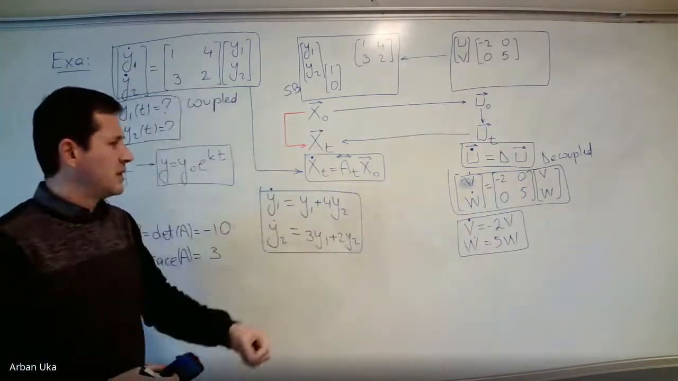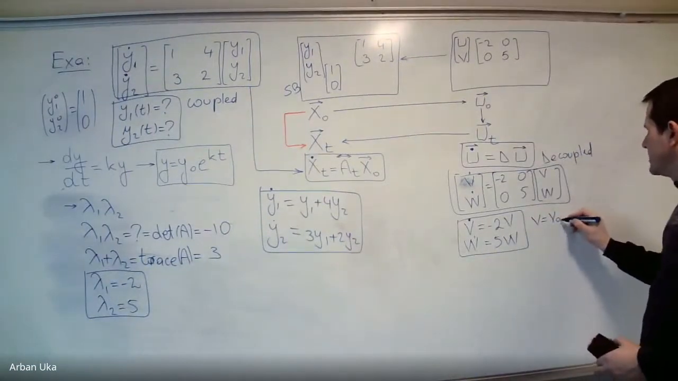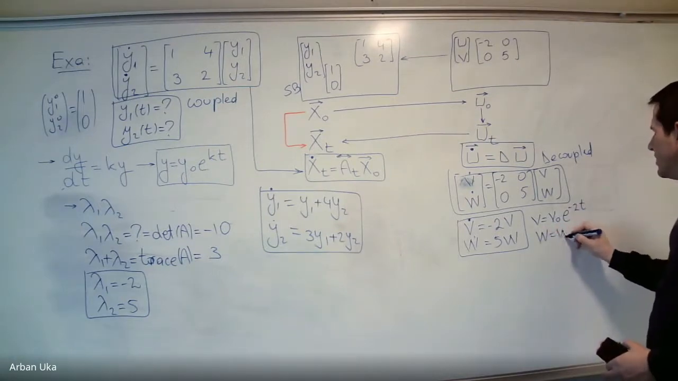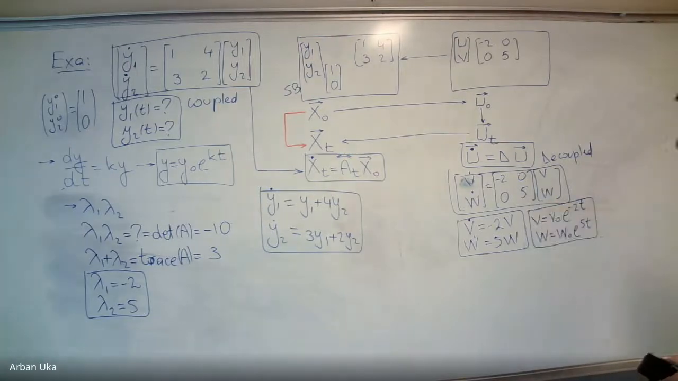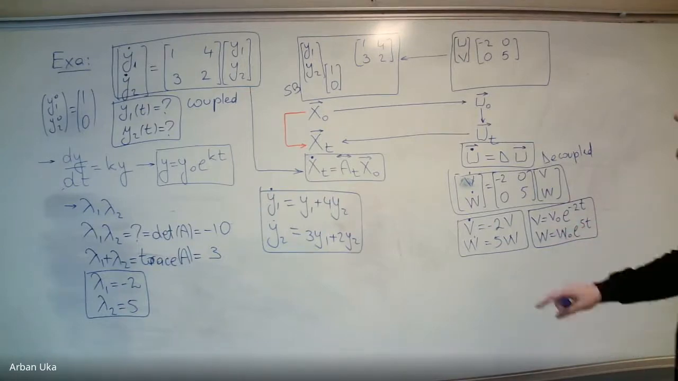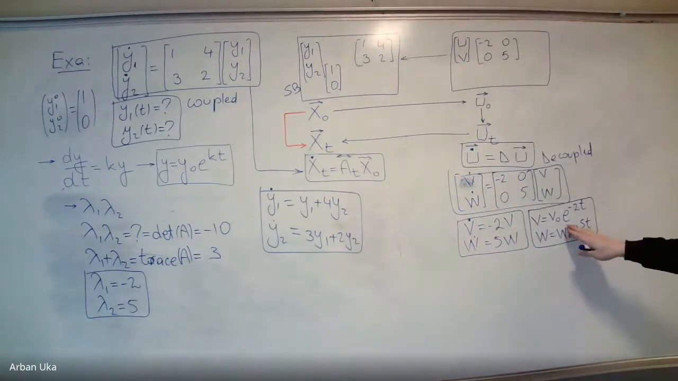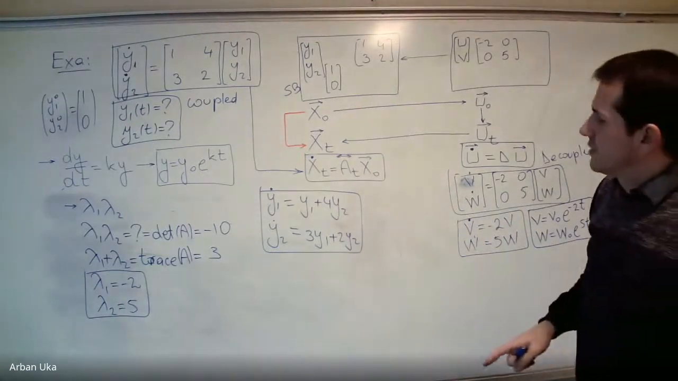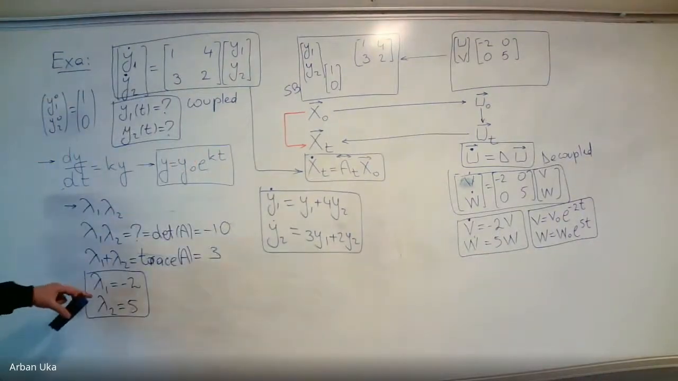So you can have a look again how this one compares to this. This is much simpler because here we can immediately say that v is equal to v0 e to the power -2t, and w is equal to w0 times e to the power 5t. Okay, we solved this one. That's it. We solved this problem, and what should we do next? We should find a matrix P, so that we can transform this solution back to this other side. But we found matrix D right away, because it was composed of -2 and 5.